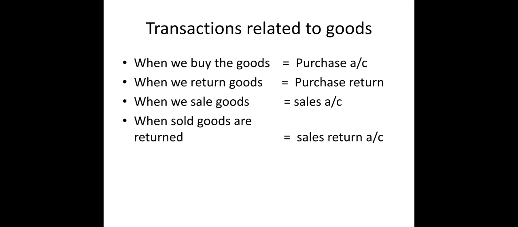When we buy the goods, what will be effect number one, student? Suppose you buy the goods, then effect number one is very simple: goods comes in, isn't it? Goods comes in is your effect number one, but you cannot write goods account. Instead of that, you should write purchase account. The word purchase is used only for goods, as we have already seen in the definition. So when we buy the goods, the name of account will be purchase account.